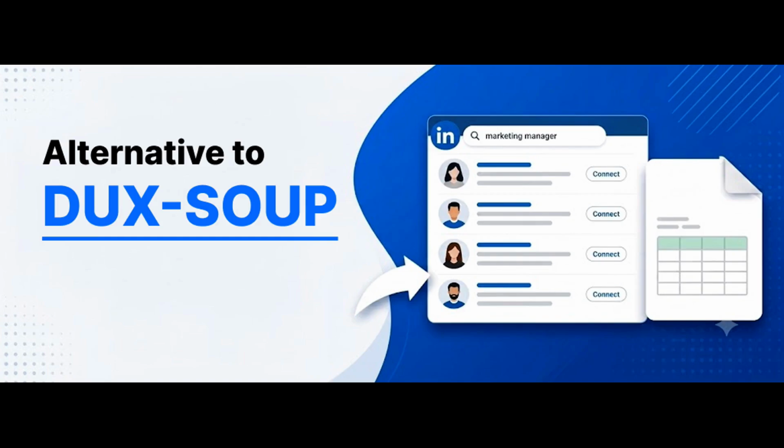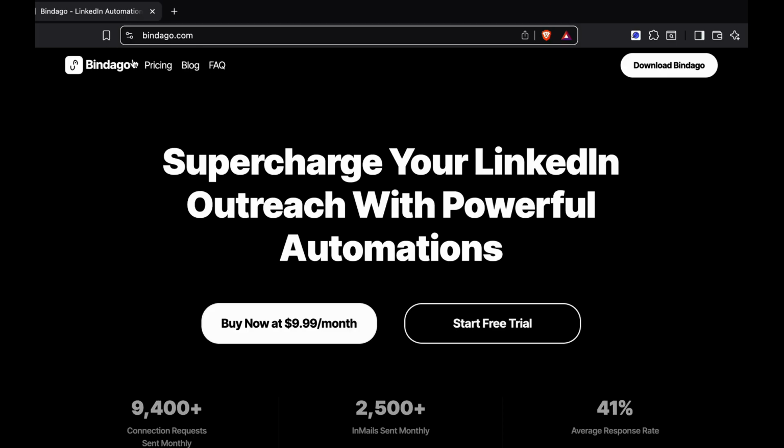If you're looking for an alternative to Dux-Soup, then you're in the right place. In this video, I'm going to tell you about a LinkedIn automation tool that costs 5 times less and gets the job done just as well. The URL to the website is bindago.com. I'm going to leave a link to it in the comments.